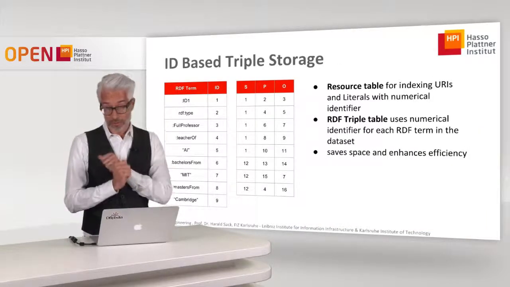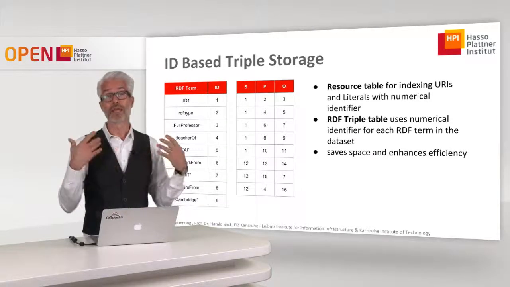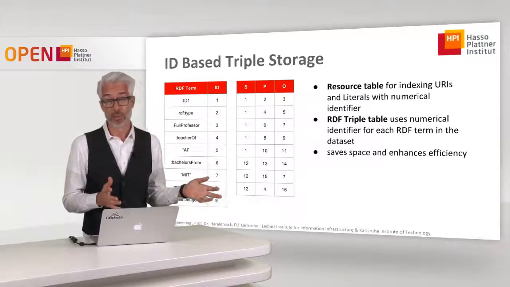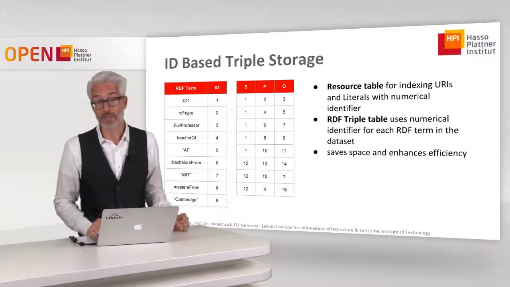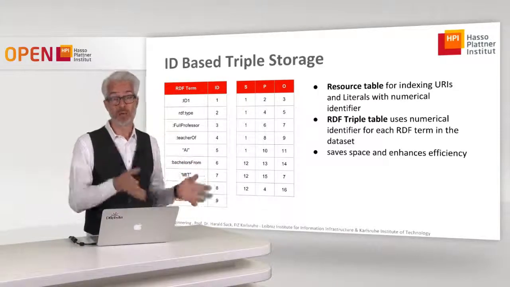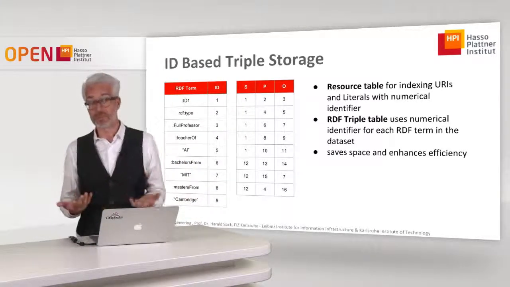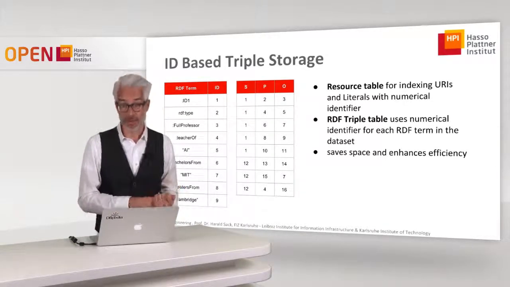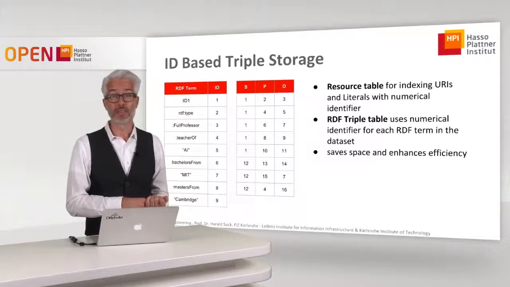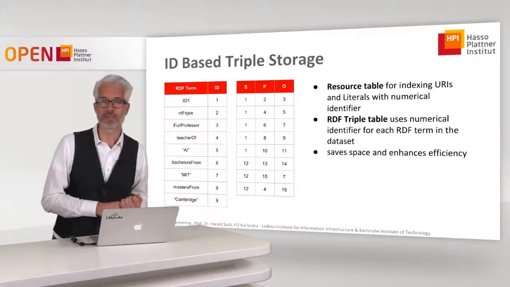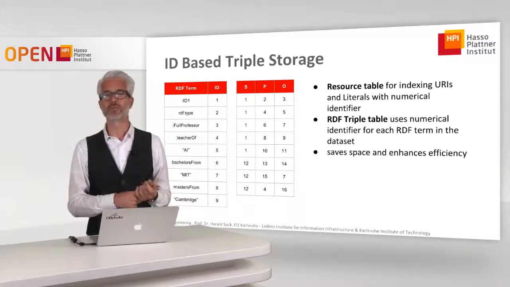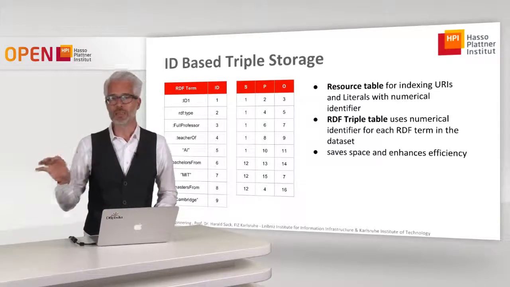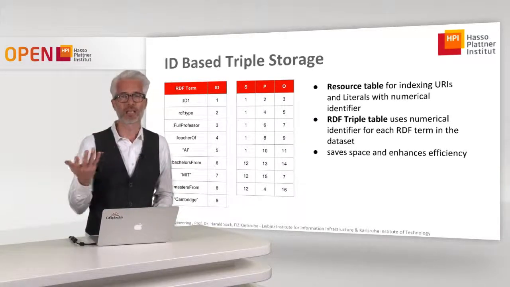Okay, first thing, of course, if in the SPO table I'm using, let's say, complete URIs, I will have lots of redundancy. So for the entire DBpedia, I would have the same URI prefix that I use over and over again. So the first simple thing that is done is you are using an additional table, which is the so-called resource table. And you use this for indexing URIs and literals with a unique numerical identifier. And then in your triple table, you simply use this new numerical identifier for each RDF term in the dataset.